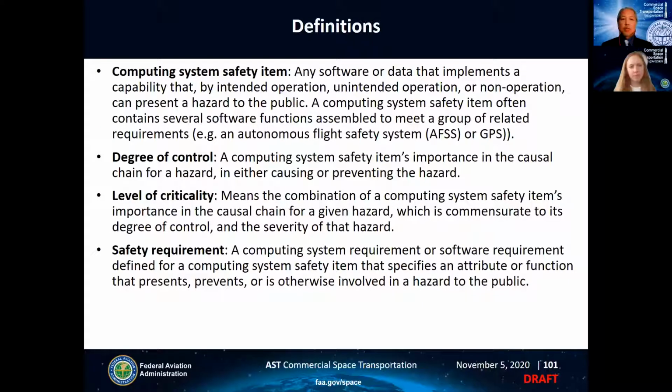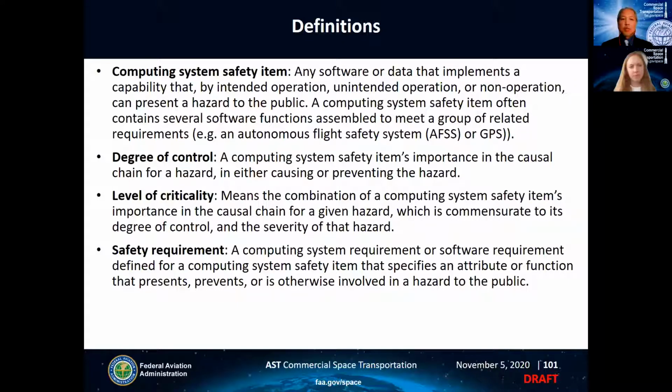To understand the regulation, here's a few definitions that are key to untangling it. A computing system safety item is a term you'll hear often. It's any software or data that implements a capability that can present a hazard to the public by its intended operation, unintended operation, or non-operation. A computing system safety item will often contain several software functions assembled to meet a group of related requirements, such as an autonomous flight safety system or a GPS receiver.